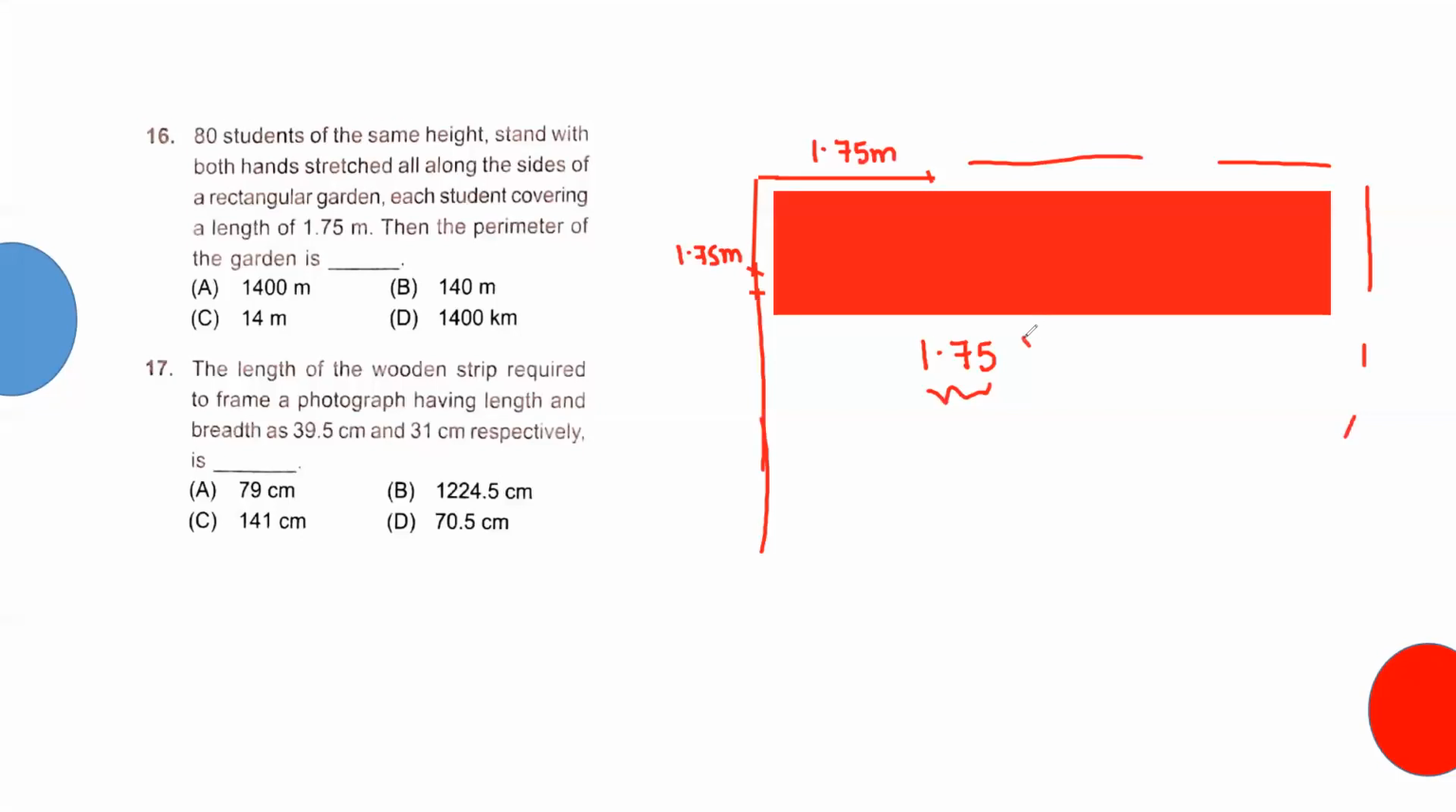1.75 times 80. That's it. Just solve this, divided by 100. 25 times 7, 25 times 4 and 20. So you get 140 meter. That will be the perimeter of the garden.